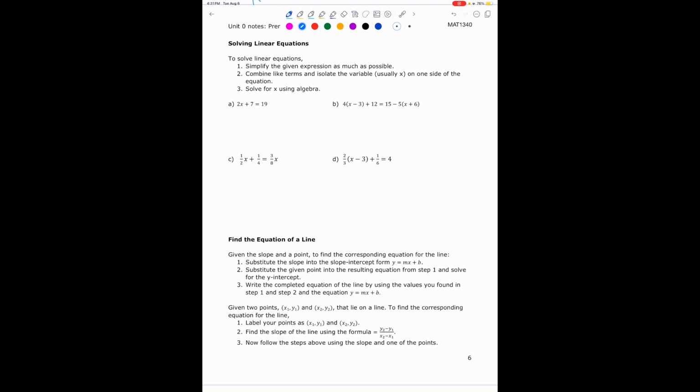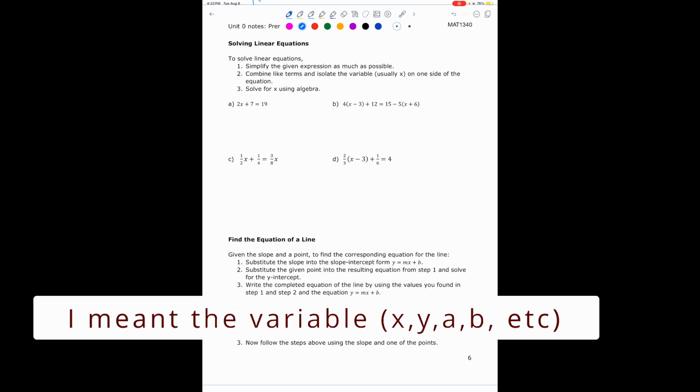Solving linear equations. To solve linear equations, first we simplify the given expression as much as possible. Step number 2, we combine like terms and isolate the variables. Usually it is an x, but it could be y or a or any other variable on one side of the equation. And step number 3 is to solve for x using algebra.